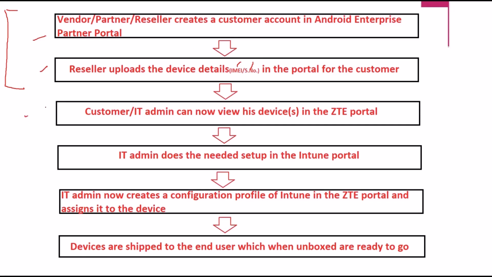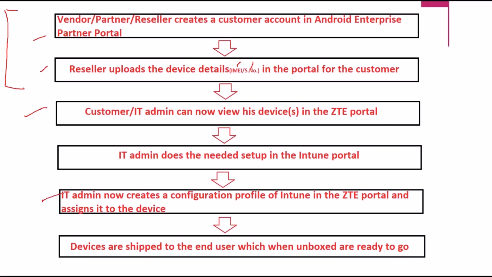And then once that is done, I as a customer can log in to the zero touch portal. Once I log into that, I will be able to see all the devices against the customer account that was created for me. I can see all the devices that I have purchased. Then I have to create something called a configuration profile. We will see all of this in the demo.